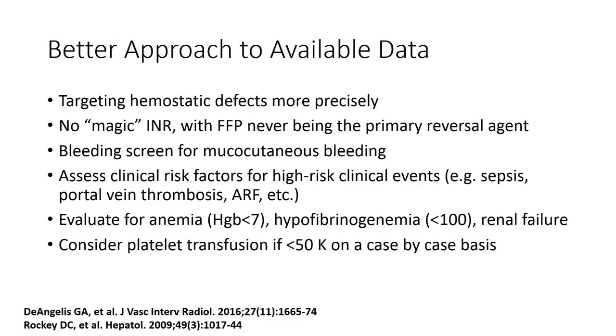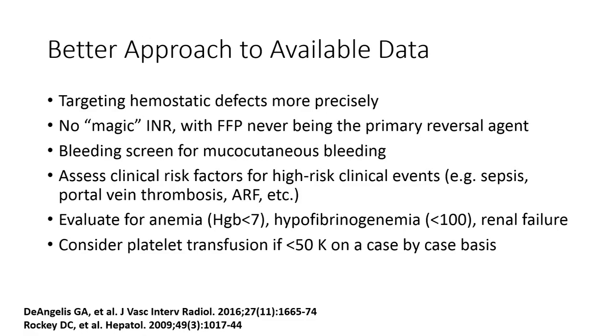So that's clinical risk factors for high-risk clinical events, which means is this patient also at risk for sepsis? Are they at risk for portal vein thrombosis, or have they had portal vein thrombosis? Because you know these patients may actually be intrinsically more hypercoagulable. Do they have acute renal or acute respiratory failure? Are they at risk for that? Because if you're giving more plasma, you can actually cause that. Evaluate for anemia, less than 7, hypofibrinogenemia, less than 100 is a good clinical threshold, and renal failure, because platelets may be dysfunctional because of that, not because of the liver disease.